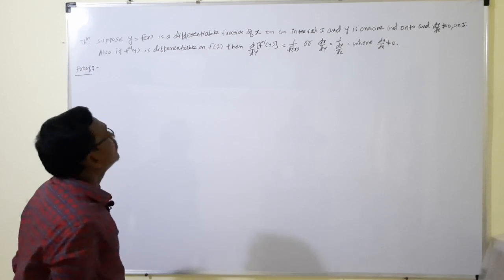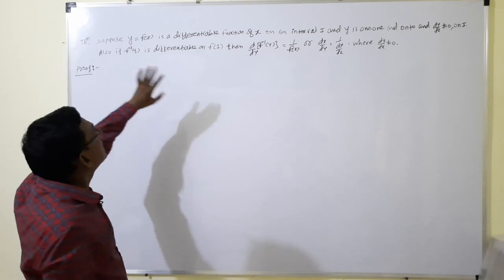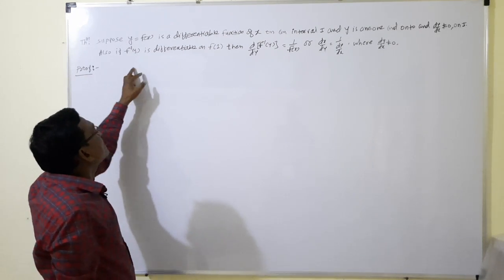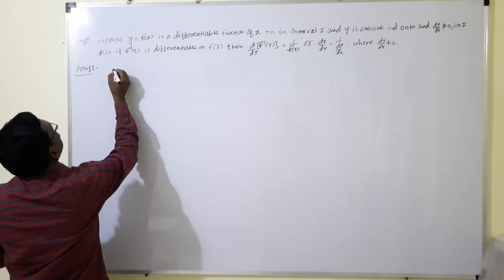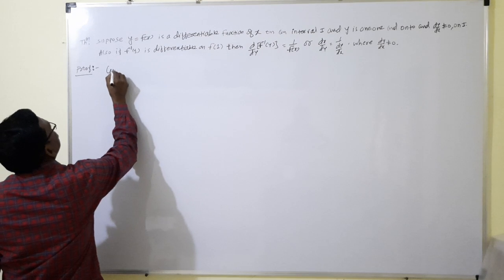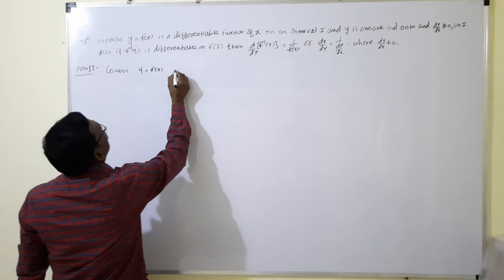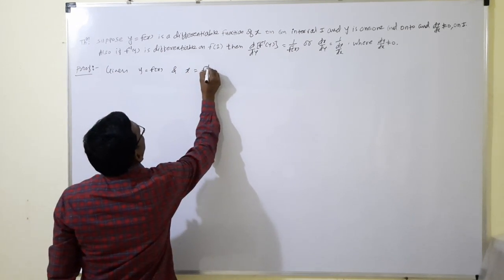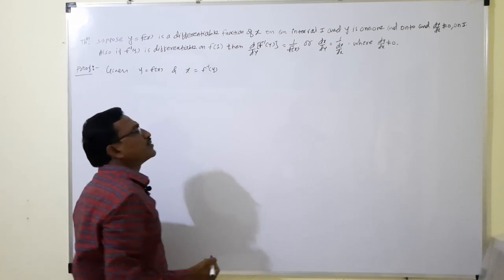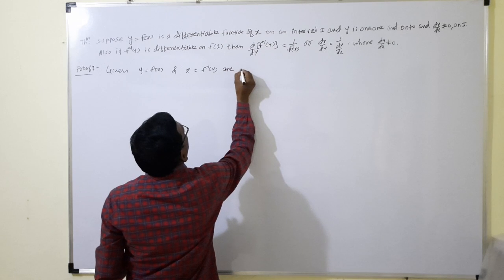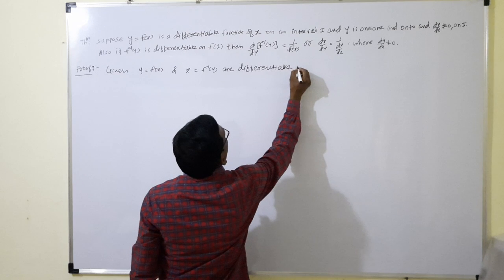Now we take the proof. Here it is given that y equal to f of x is a differentiable function of x, and also x equal to f inverse y. These are differentiable functions.